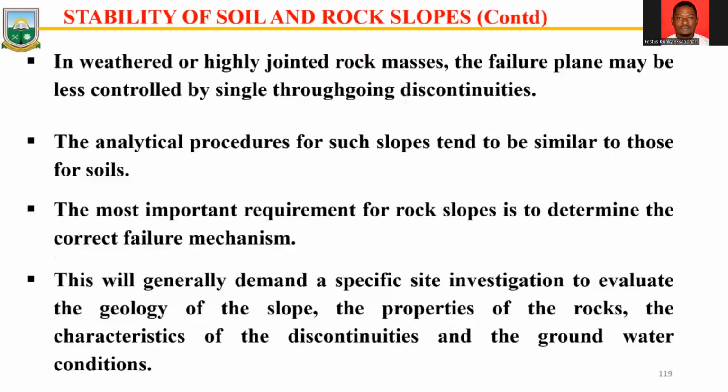In weathered or highly jointed rock mass, the failure plane may be less controlled by a single through-going discontinuity. So if you have a highly jointed rock mass, the failure planes may be less controlled. It becomes difficult for you to control the kind of failure that is to occur. Then analytical procedures for such slopes tend to be similar to those for soils, and we are not doing soils.